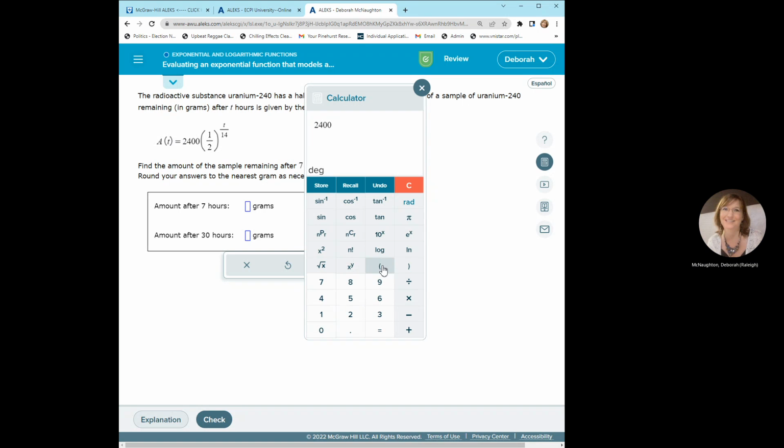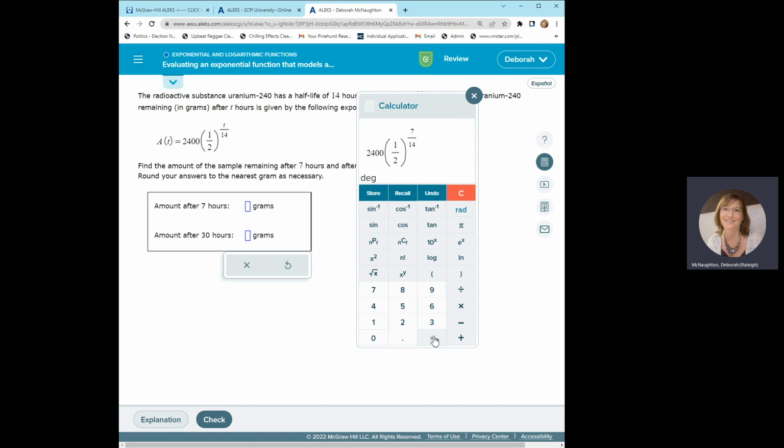2400 parentheses 1/2. Make sure you move your mouse back out for the end parentheses. And then we're going to raise this to, and the first one is after 7 hours. So we're going to replace t with 7. So 7 divided by 14, like that. Make sure it looks the same and it matches up. Okay, and then I just click equals.